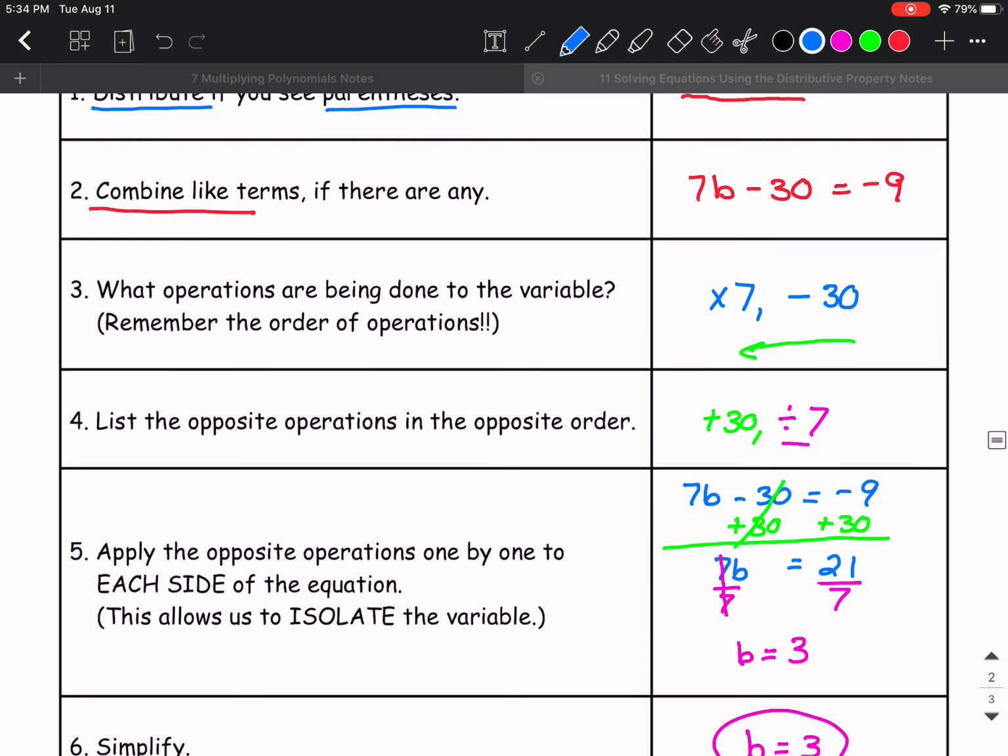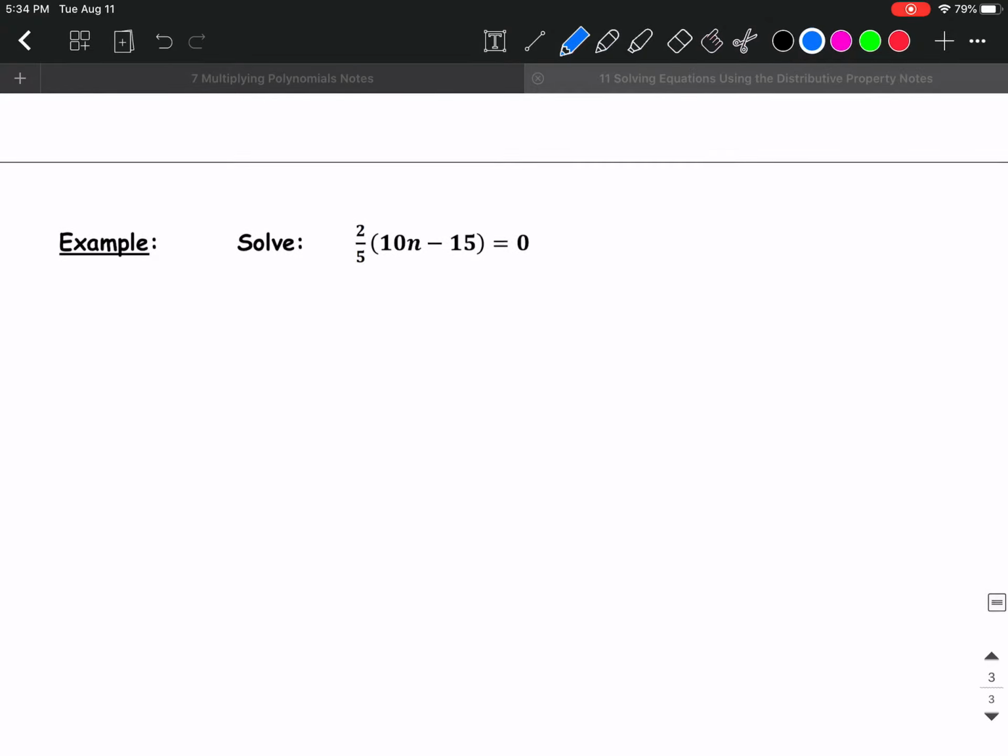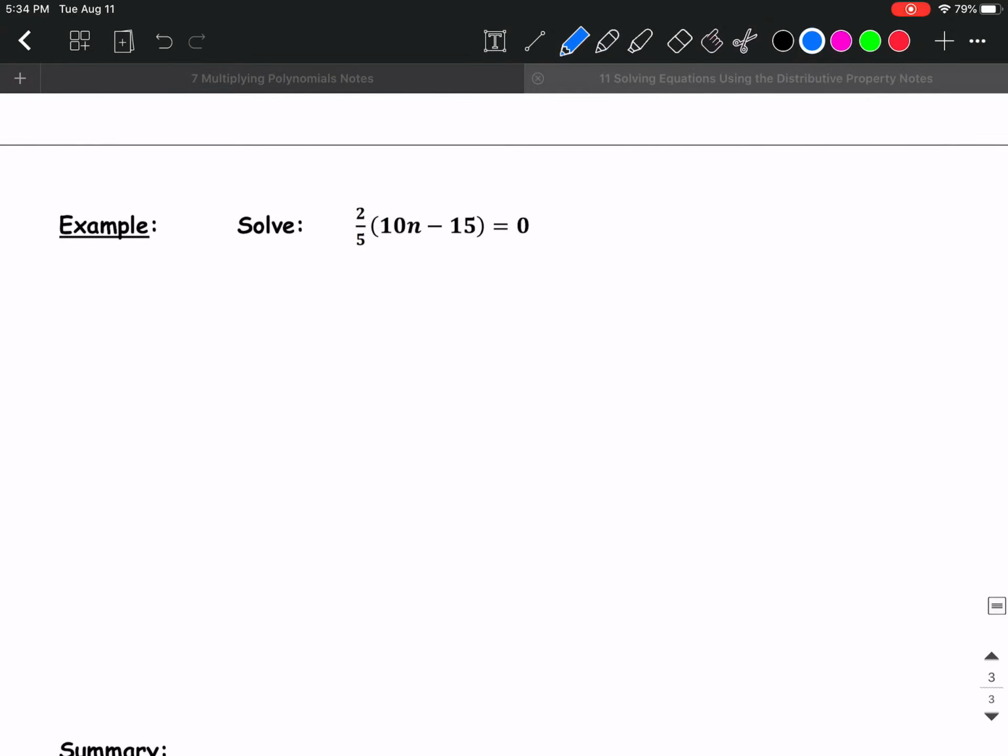Now there is another example that I'd like to look at, because I know as soon as I put a fraction in the problem, everybody goes, oh no, I can't do it. Yes, you can. So we are going to distribute this 2/5. So we have 2/5 times 10n, and then minus the 2/5 times 15 equals 0.